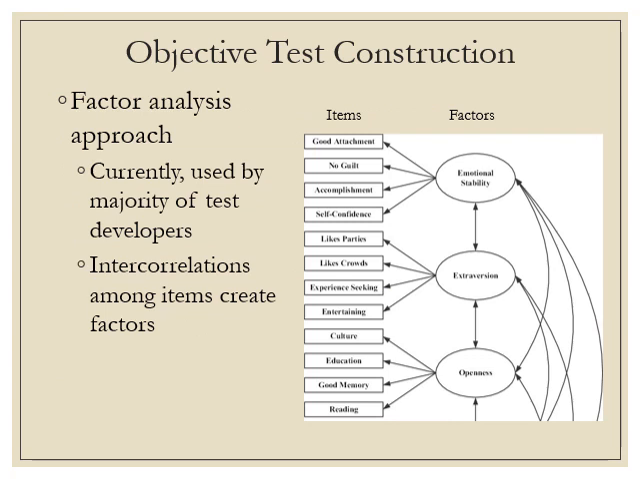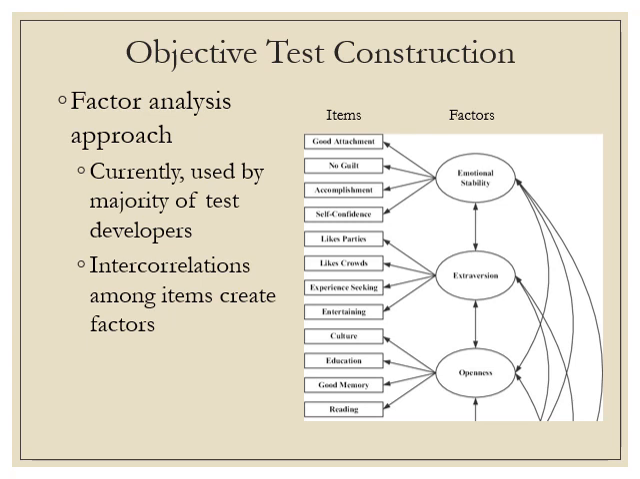Another more recent approach is the factor analysis approach, which is based off of the statistical test factor analysis. It's used by a lot of test developers currently, and it's essentially looking at intercorrelations, so associations among different test items that create factors. If you look at the picture on the right, you might have several items that index good attachment and no guilt, a high level of accomplishment, and high self-confidence. These items would all show correlation, which would then load on this factor of emotional stability.